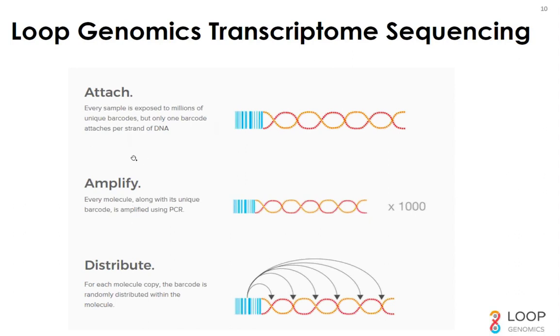So let me go through this and show you how we're able to accomplish long read sequencing on a short read sequencer. The first part of every Loop Genomics prep, and this is just a summary of the previous slide, is attaching the loop adapter to the single mRNA molecule. In the second part of the prep, each full-length mRNA molecule is amplified. So we're making multiple copies of each mRNA molecule.